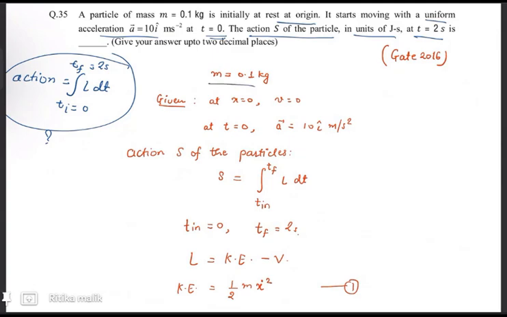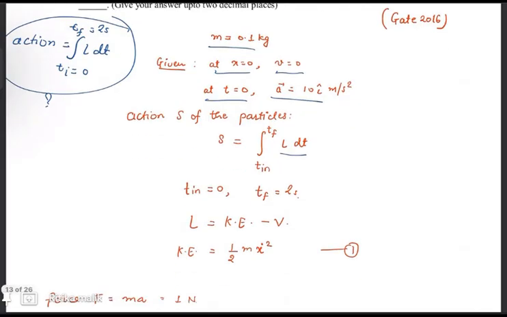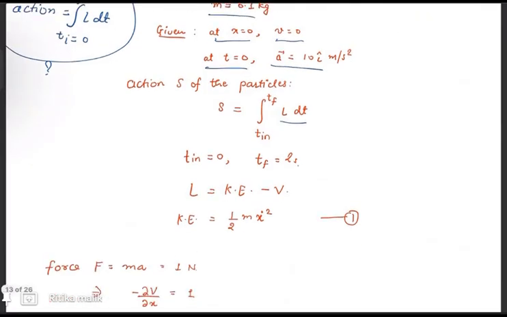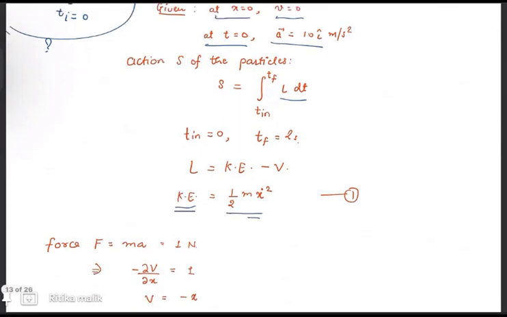It is given that it is initially at rest at the origin, that is at x equals 0, so the particle velocity is 0, and at time t equals 0, its acceleration is 10 meter per second square. So the action of the particle S is given by the integral from t initial to t final of L dt, where L is the Lagrangian, which is kinetic energy minus potential energy. Since it's a one-dimensional motion, the kinetic energy is given by 1/2 m x dot square.